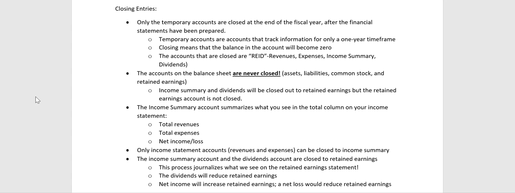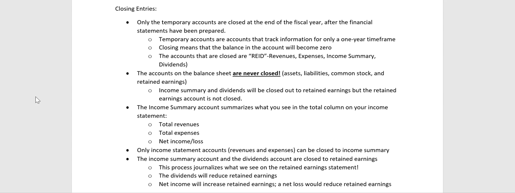The income summary account does exactly what its title says. It summarizes what you see in the total column on your income statement. And if we think about our total column on our income statement, what we see is our total revenues, our total expenses, and the net income or net loss for the period. And that's exactly what we're going to see in the ledger for our income summary account. Only income statement accounts, revenues and expenses, can be closed to income summary. Again, think about the title of income summary. It's a summary of our income statement. So only revenues and expenses can be closed to our income summary account.